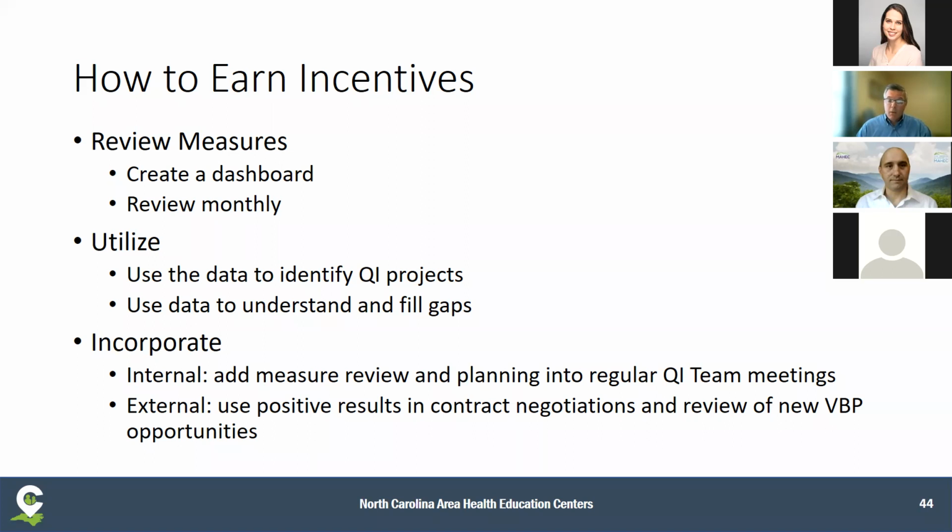And then when you're good at something, tell the payers about it. And that's where that external idea comes in. If you're really good at what you do, use that to your advantage in your contract negotiations, and try to drive those value-based opportunities to maximize and get rewarded for what you do well. So measure things, use it to improve, use it to your advantage when you're negotiating contracts.